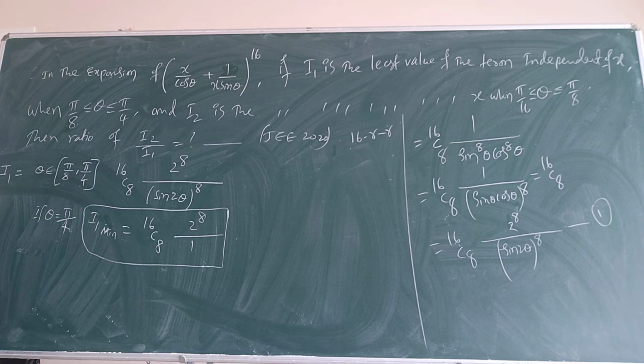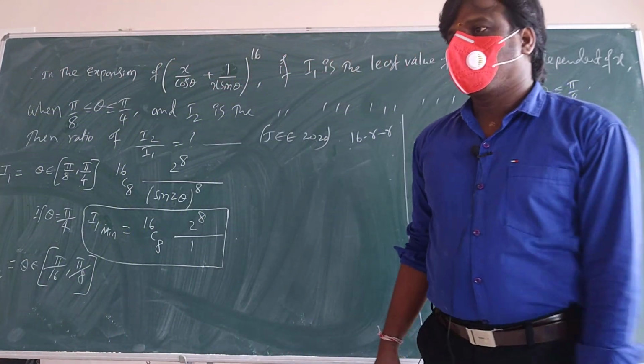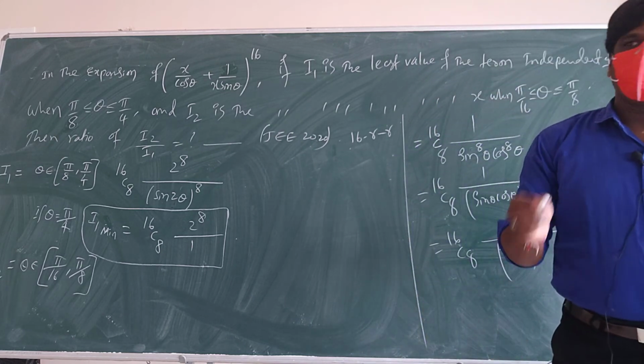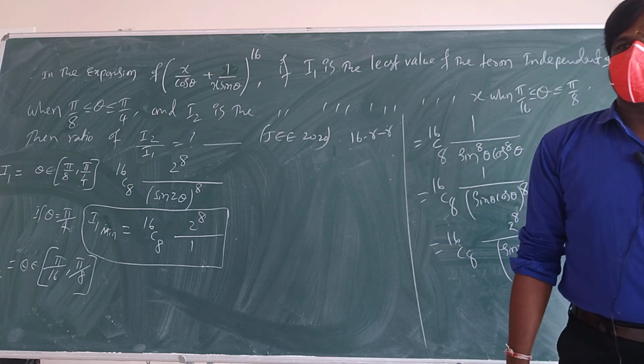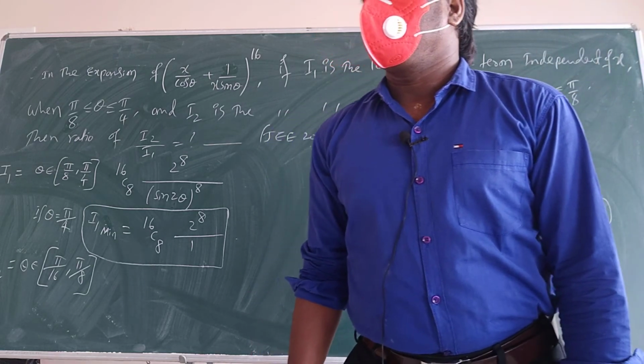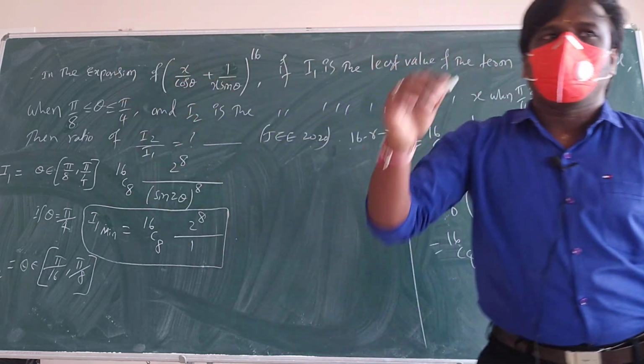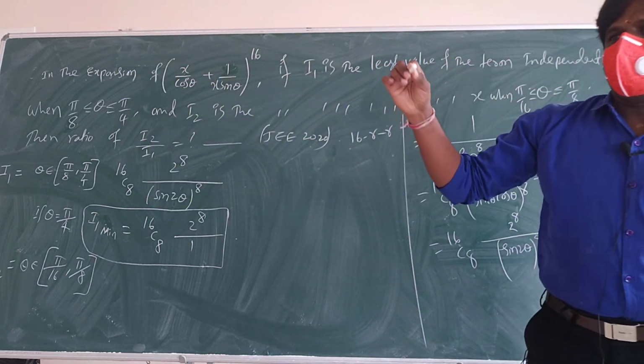Next, I have to get I2. I have to make the maximum minimum. What is the range given for I2? Pi by 16 comma pi by 8. Sin is which function? Sin is an increasing function. Cos is a decreasing function. Correct?